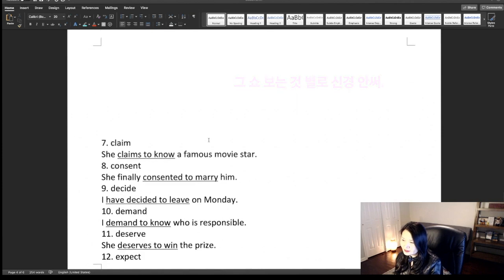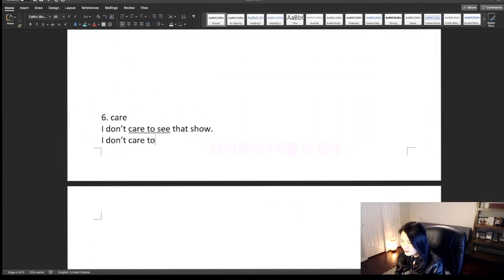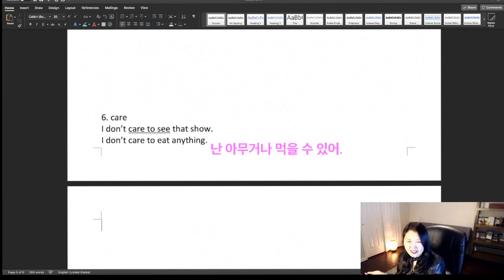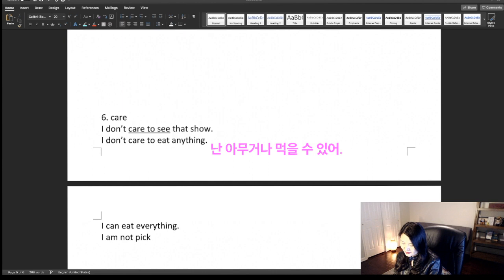Let's make another sentence, like, okay, eat anything. So I don't care to eat anything. That means that I can eat everything, which means that I am not picky. I am very easygoing.